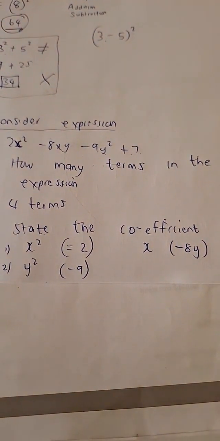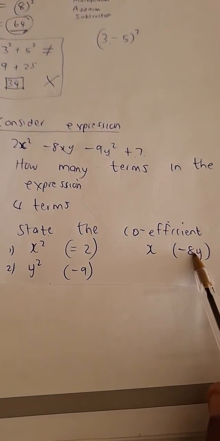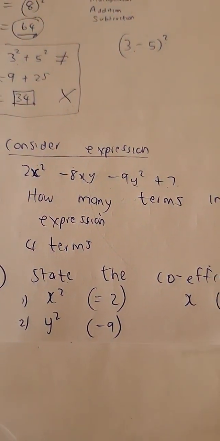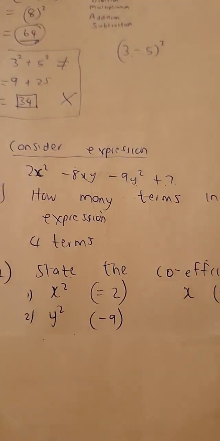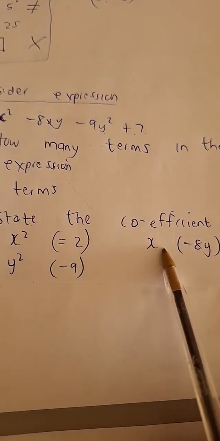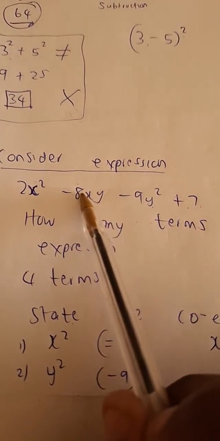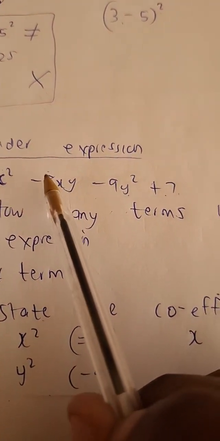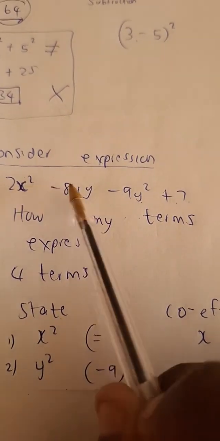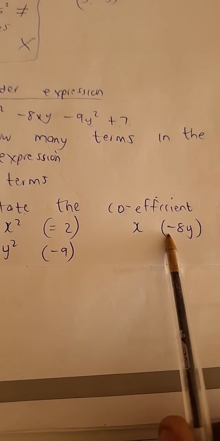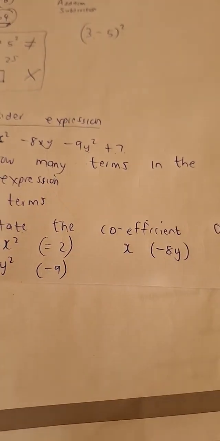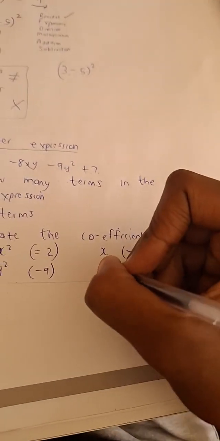Negative 8y. You remember what I said yesterday about the coefficient? I said to you that yes, in principle and in the definition, we say it's the number that is multiplied by the variable. But if I'm going to ask you what is the coefficient of x, you go to the term that has x in it and then you identify what's next to the x. So it's negative 8 and the y that are next to the x. So we write all of them. Negative 8y. That is the coefficient of what? Of x. Right? Next question.